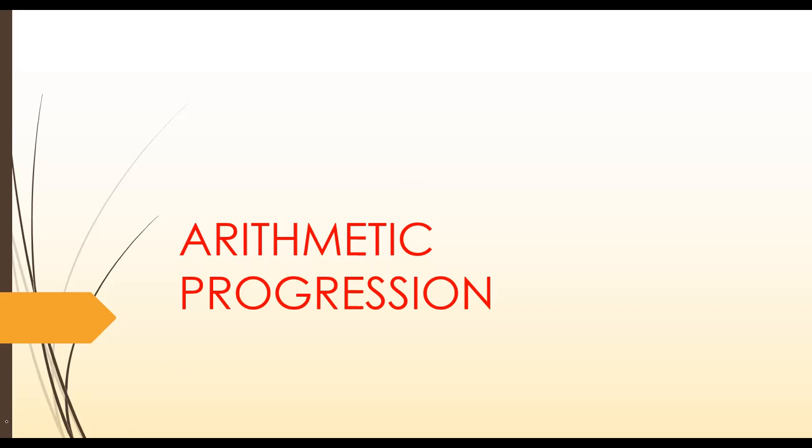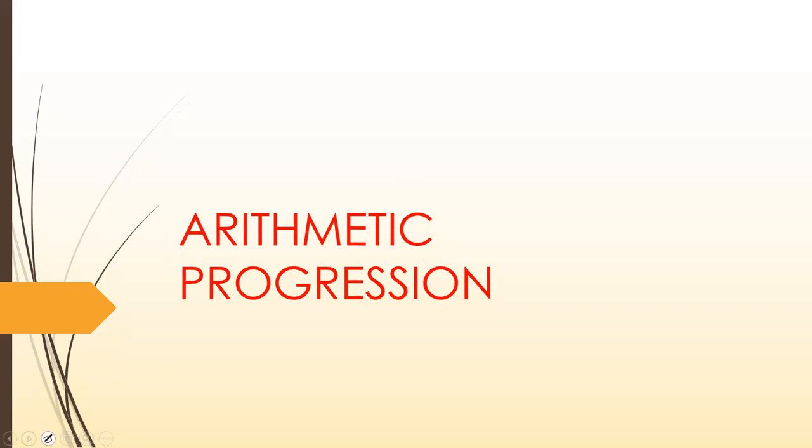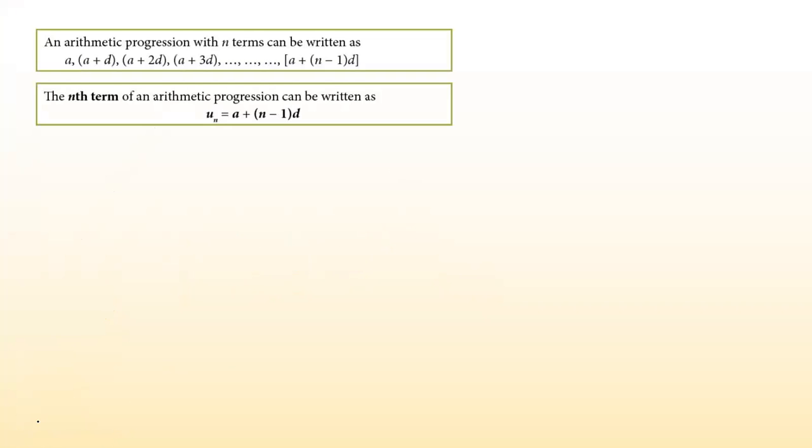Okay, I will begin with the theory of this topic of arithmetic progressions. Arithmetic progressions are different from geometric progressions. Look carefully at this theory: an arithmetic progression with n terms can be written like this: a, a plus d, a plus 2d, a plus 3d, and so on, up to a plus (n minus 1)d. So this is the formula of the arithmetic progression.